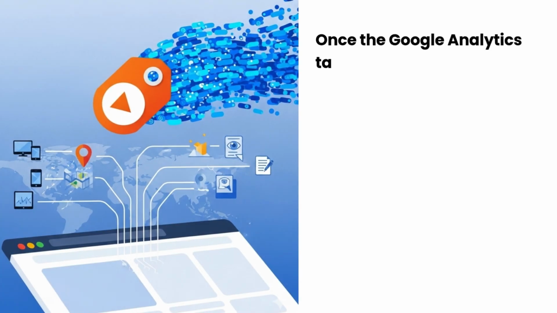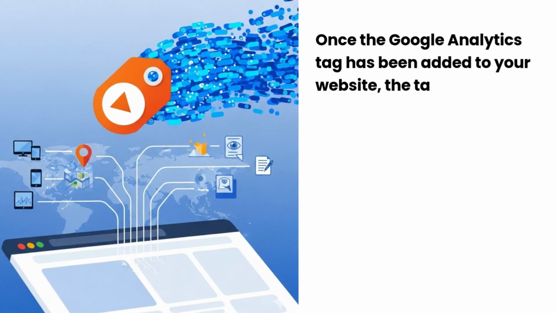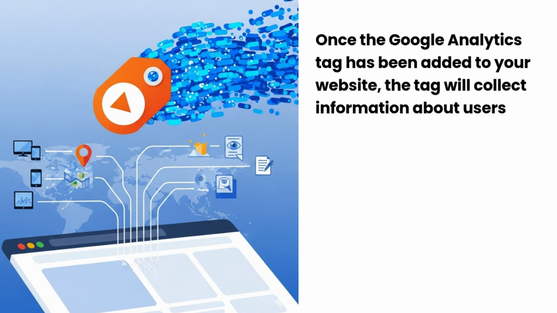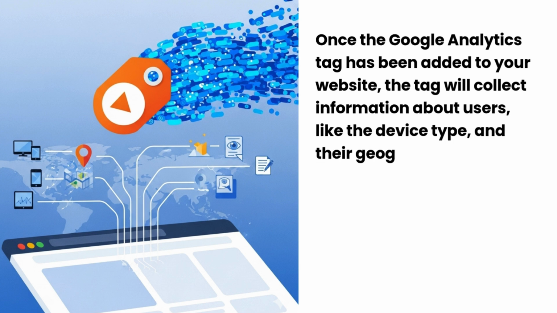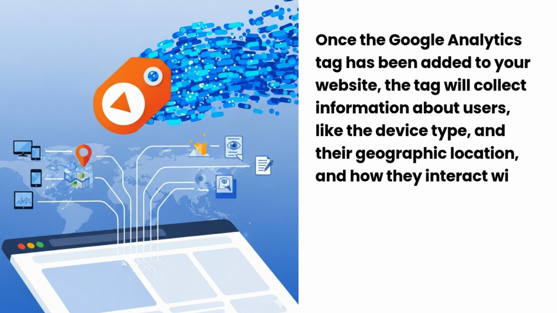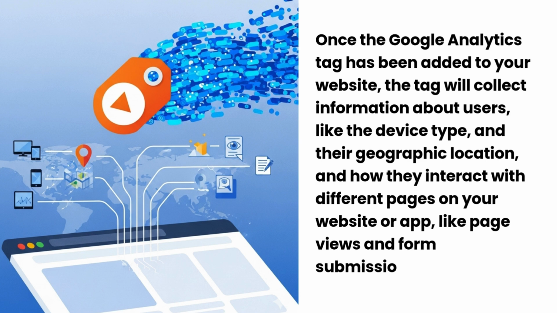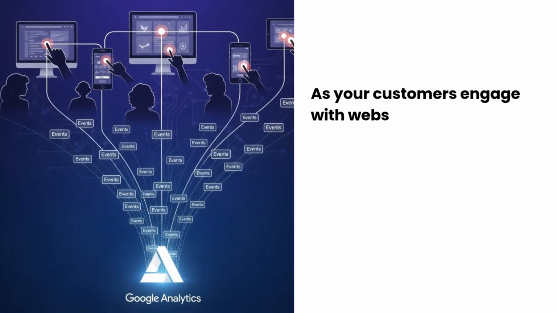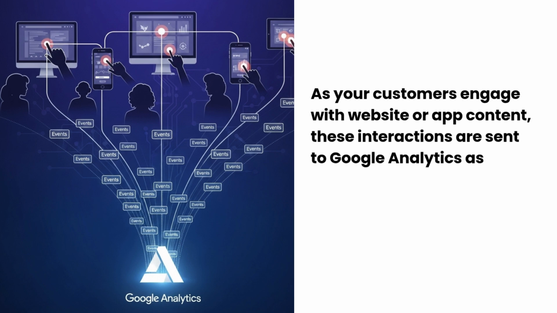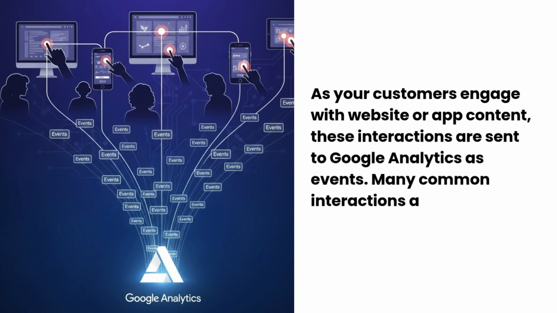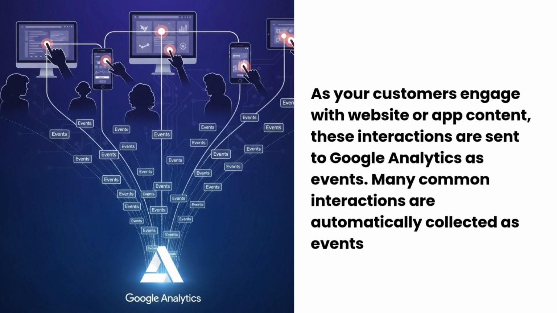Once the Google Analytics tag has been added to your website, the tag will collect information about users, like the device type and their geographic location, and how they interact with different pages on your website or app, like page views and form submissions. As your customers engage with website or app content, these interactions are sent to Google Analytics as events. Many common interactions are automatically collected as events in Google Analytics.